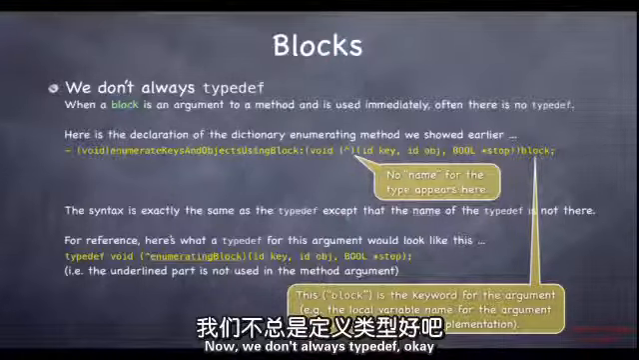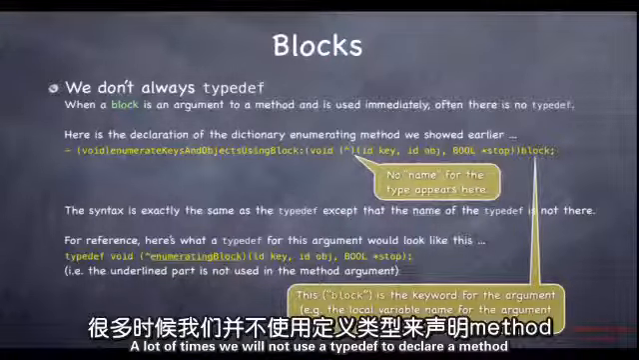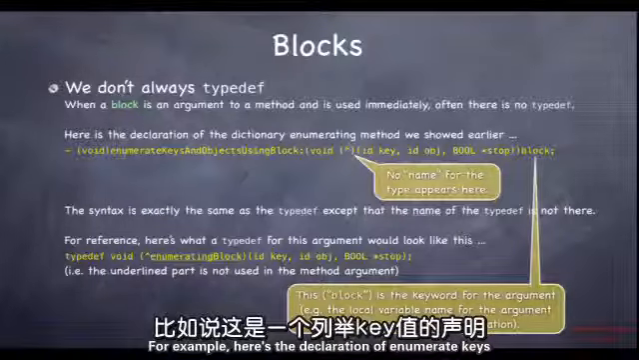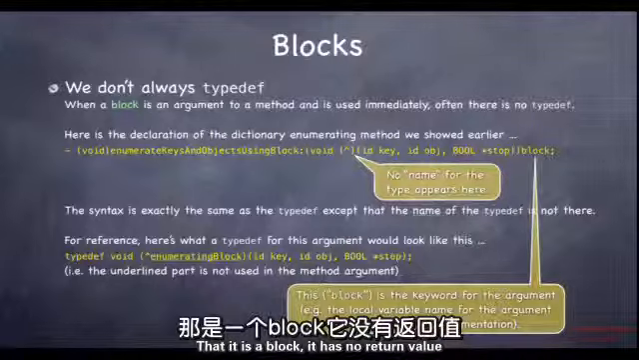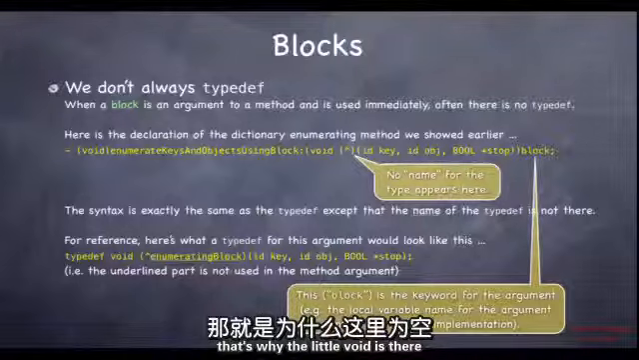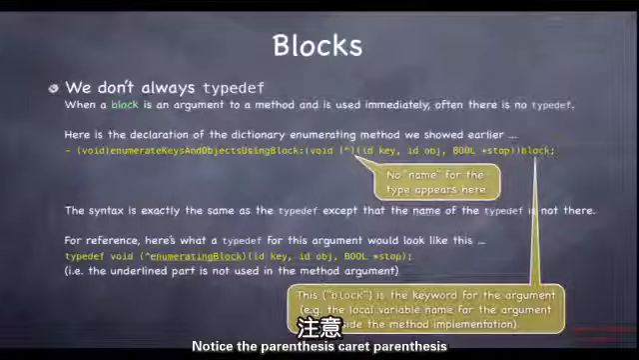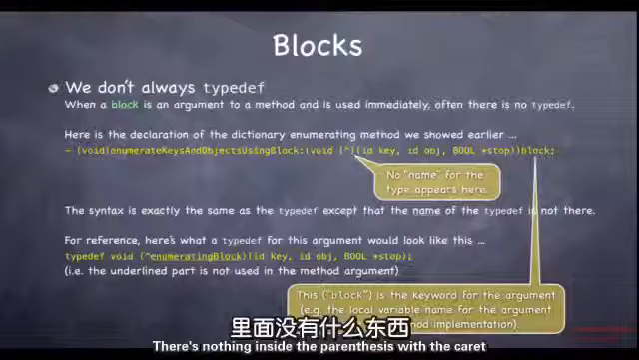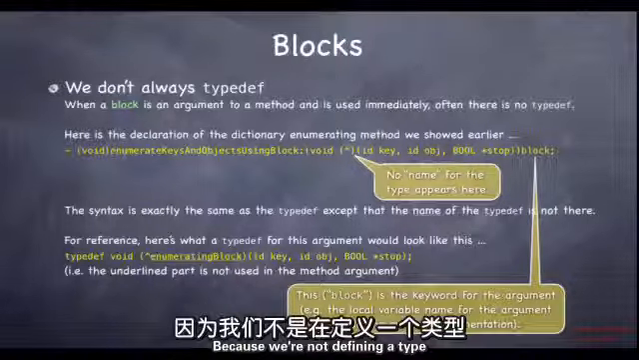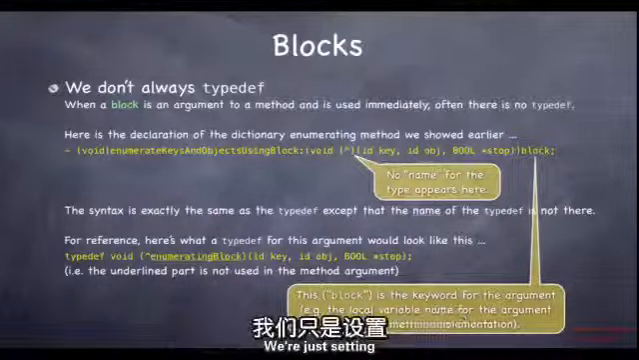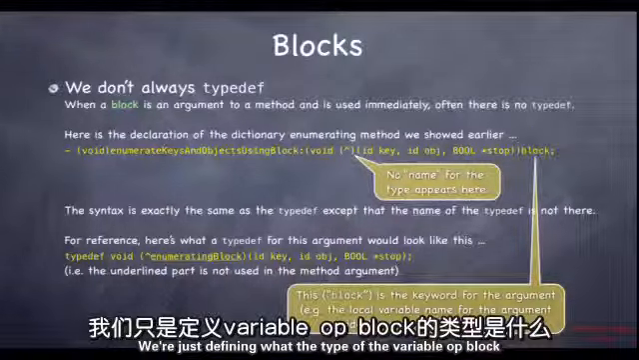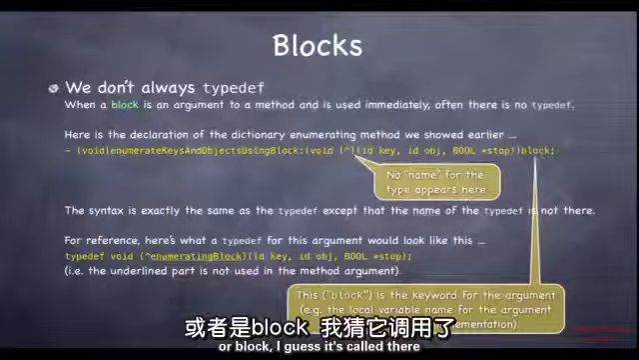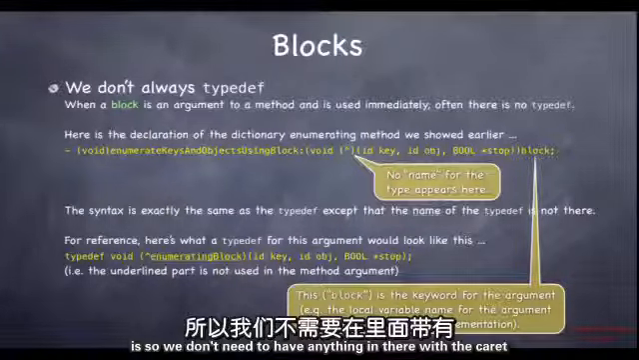Now, we don't always typedef. A lot of times we will not use a typedef to declare a method. For example, here's the declaration of enumerate keys and objects using block. It just directly says that it is a block. It has no return value. That's why the little void is there. Notice the parentheses, caret, parentheses. There's nothing inside the parentheses with the caret because we're not defining a type and we're not defining a variable here. We're just defining what the type of the variable op block, or block, I guess is called there, is. So we don't need to have anything in there with the caret.